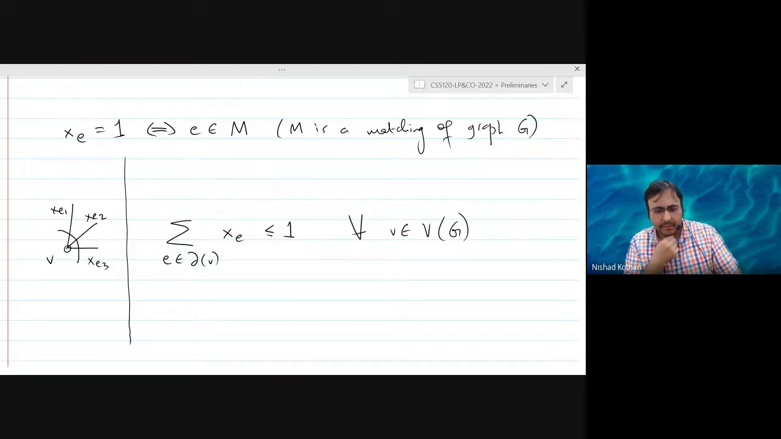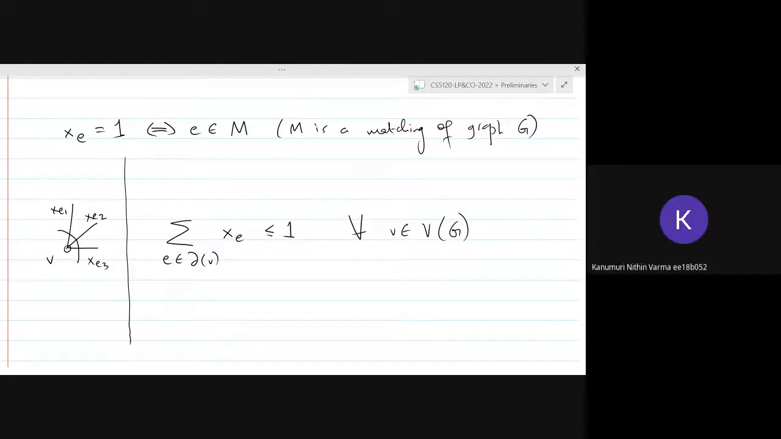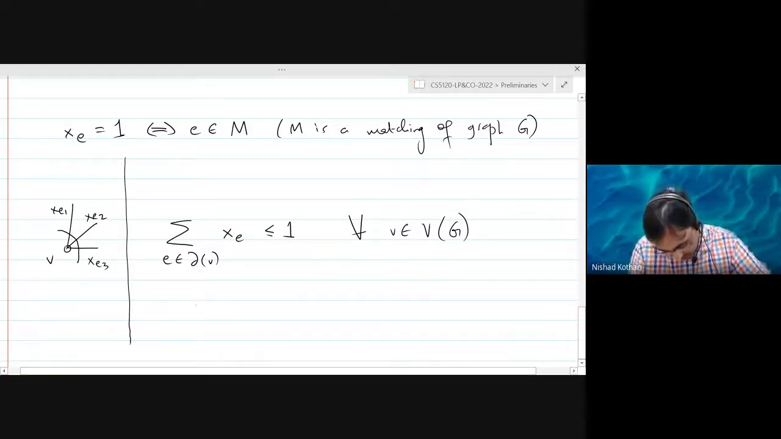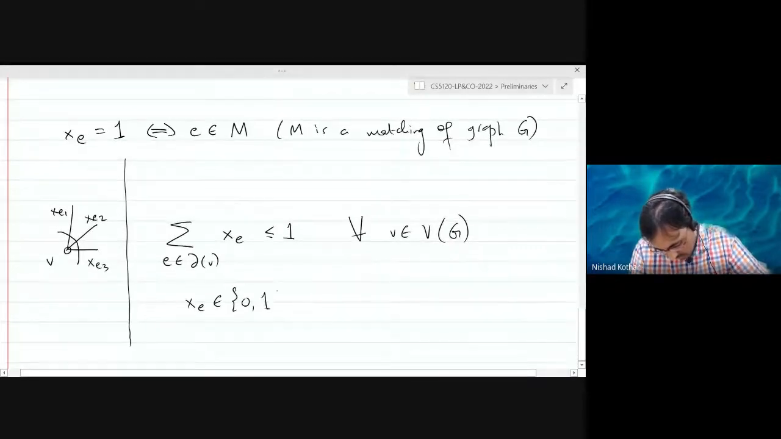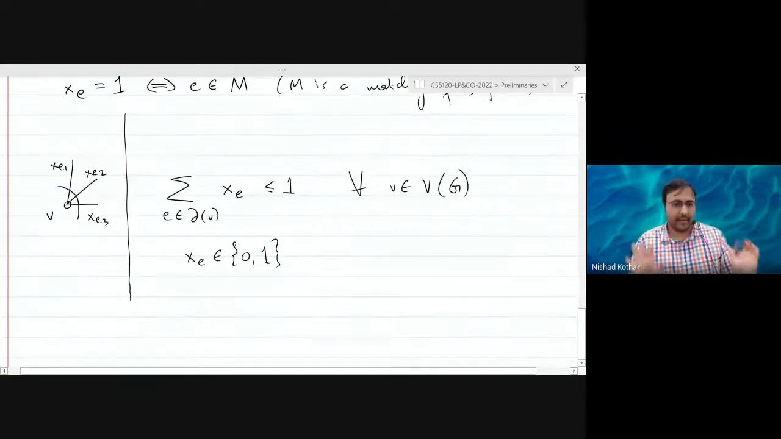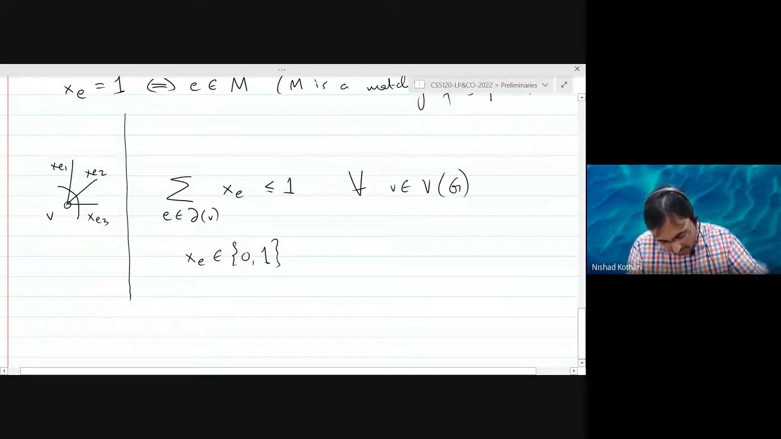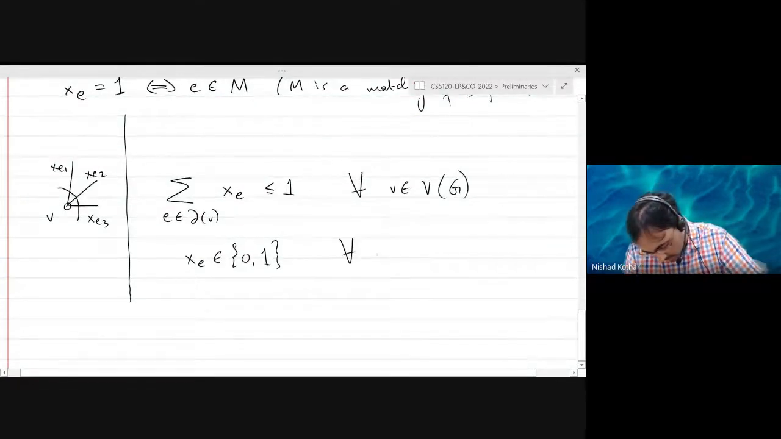Can these x's be fractional? Can they be negative? Like only zero and one. Okay, so you're saying that all the x's should be 0 or 1. Okay, that's fine. So this is for all edges of the graph.